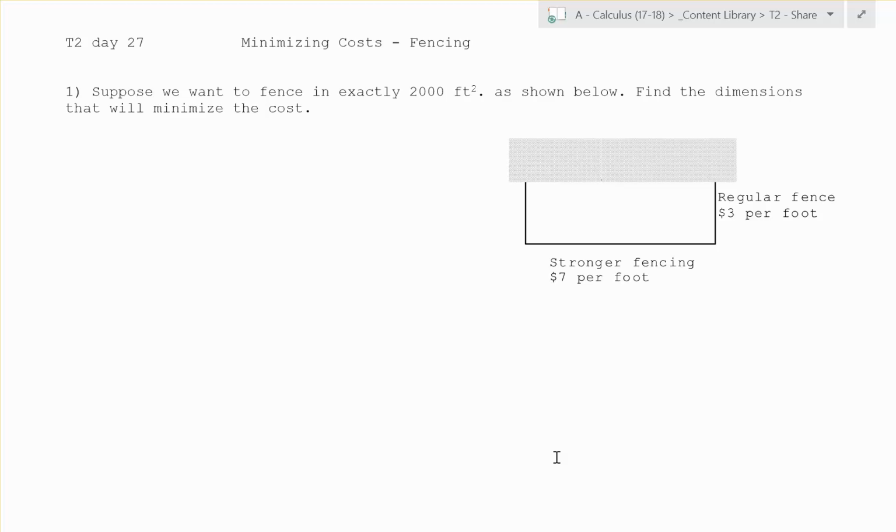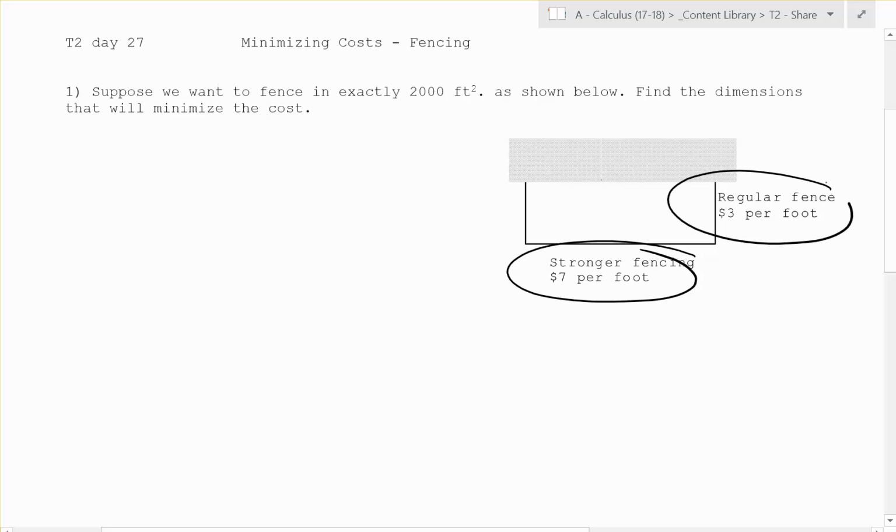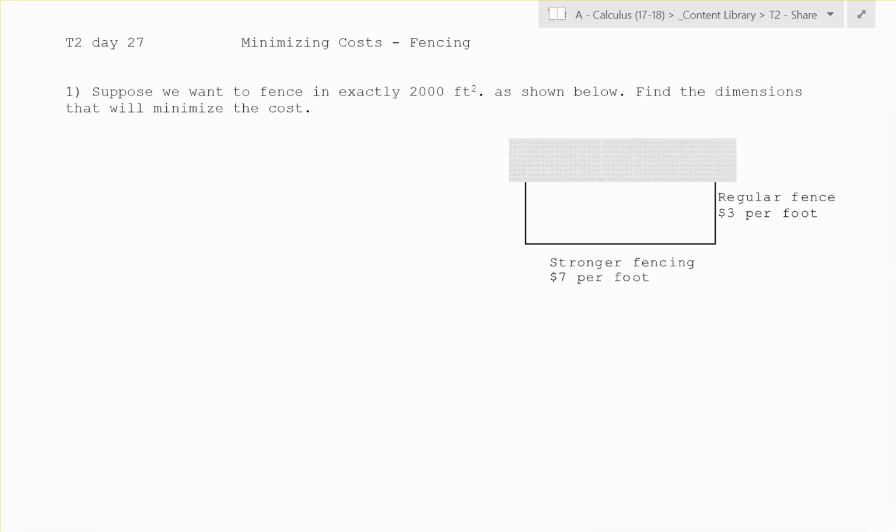We're going to go back to fencing problems, but in this case we're going to introduce the idea that certain fencing will cost a certain amount and other fencing will cost a certain amount. So in this case we want to fence in exactly 2,000 feet squared. So let's label some things here.